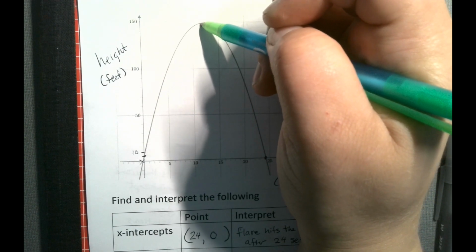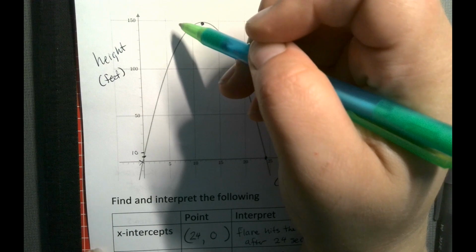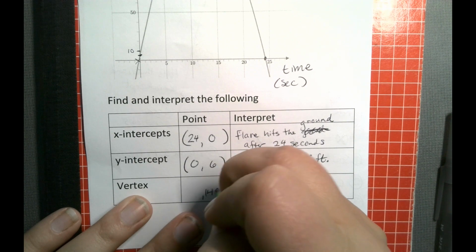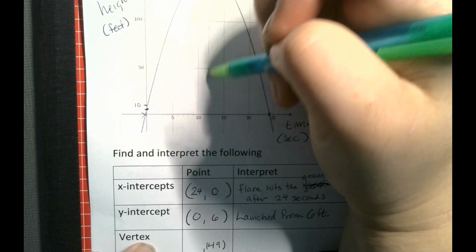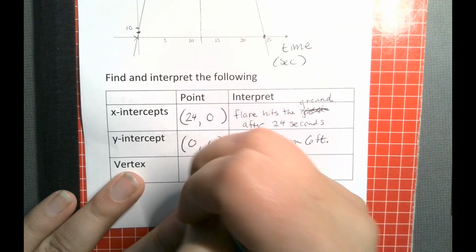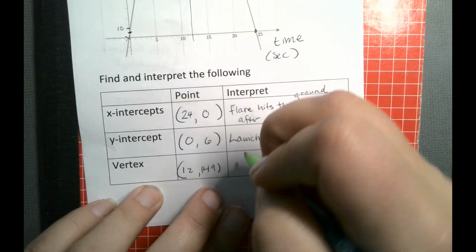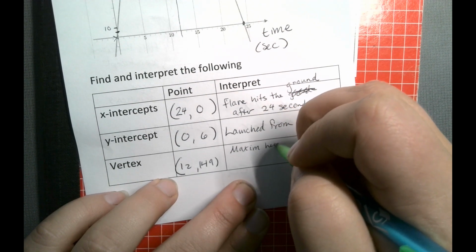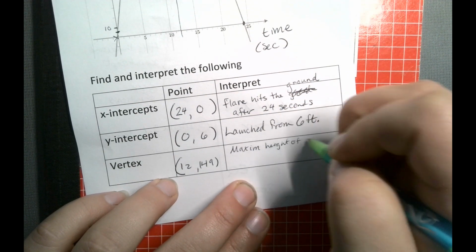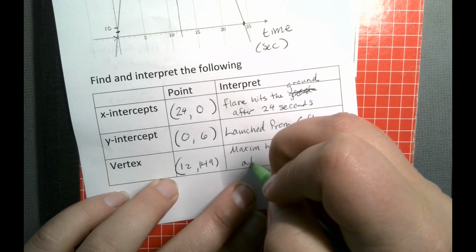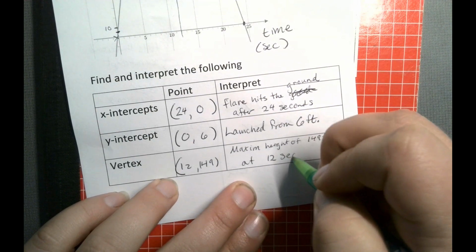What's this? Where's the vertex at? Where's that at? 150. I think it's just below 150. You guys are good with 149? And then how many seconds? If we go straight down, about how many seconds? About 12. Yep. So you're going to say maximum height of 149 feet at 12 seconds.